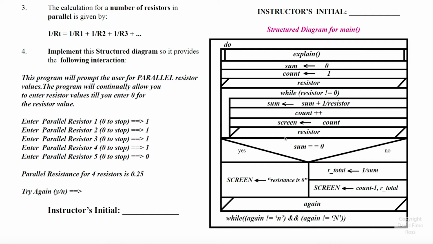But for the normal stuff, it's going to have some sum that's not 0. So for the most part, we're going to say our total is going to get 1 over sum, because the sum will be the sum of all of these additions here. Resistor total, 1 over resistor total is the sum of these values. So resistor total is going to be 1 over that, and the screen is going to get count minus 1, because count is going to be at 5 here. It's going to say parallel resistance 4, count minus 1, which is 4 resistors, is the value. So that's all of the details that you have in this structured diagram. All you have to do is turn this into code.